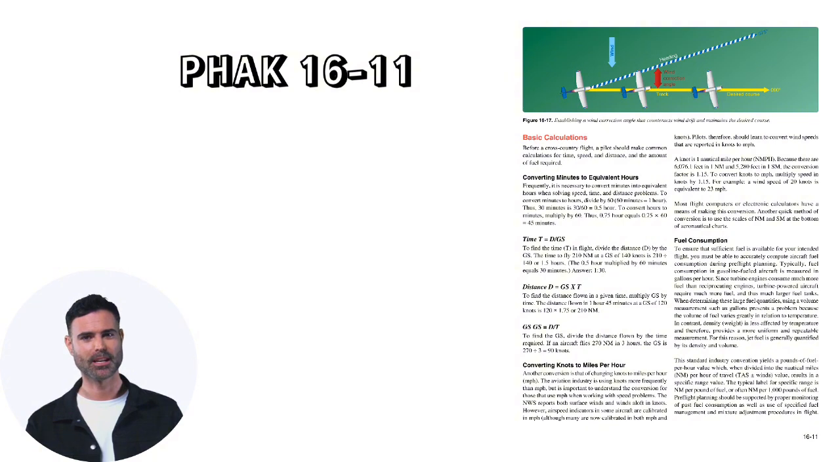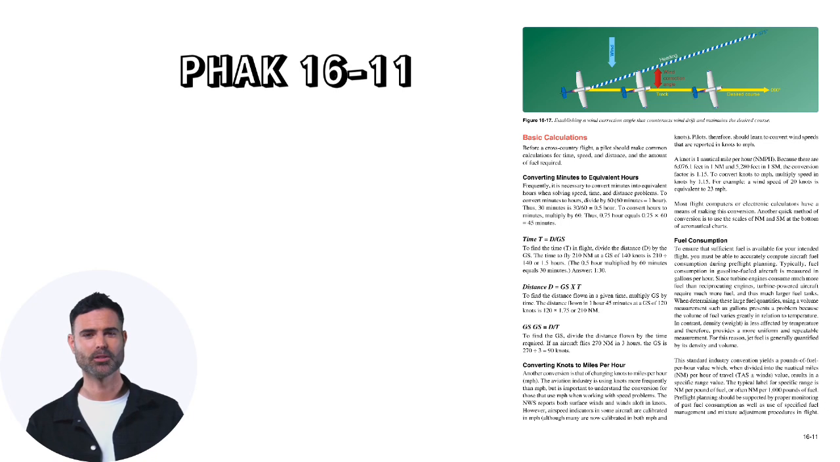Time, t equals d divided by GS. To find the time t in flight, divide the distance d by the GS. The time to fly 210 nm at a GS of 140 knots is 210 divided by 140, or 1.5 hours. The 0.5 hour multiplied by 60 minutes equals 30 minutes. Answer, 1 hour 30 minutes.